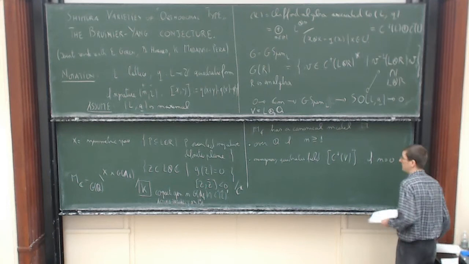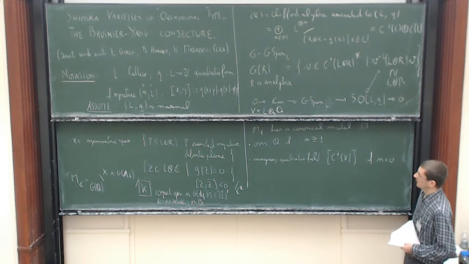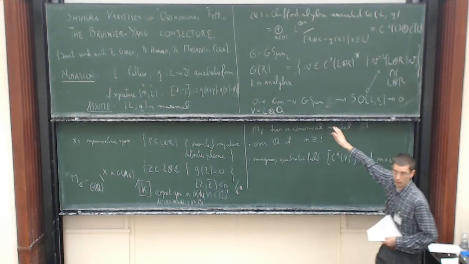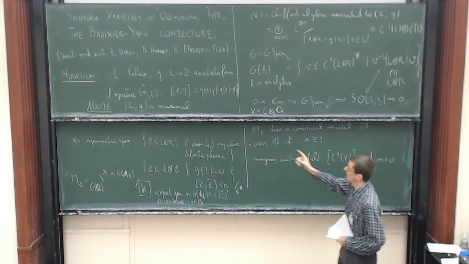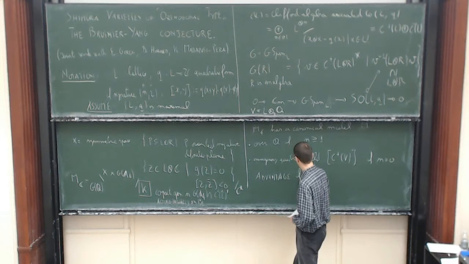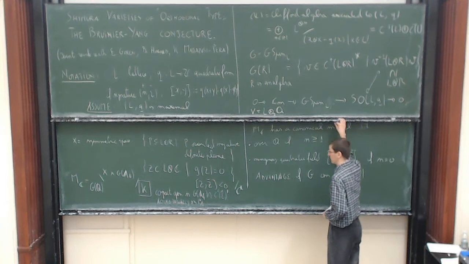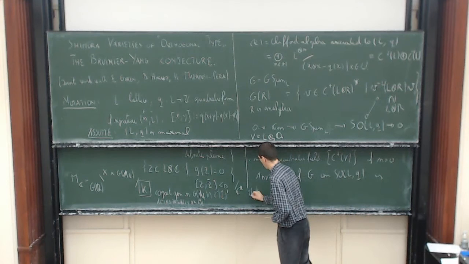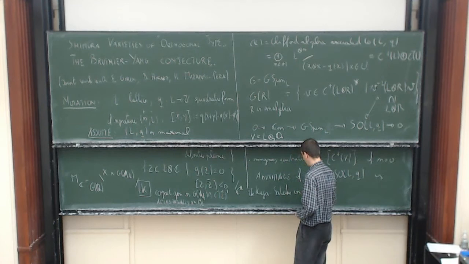And as we've seen before in the previous talk this morning, the advantage of working with this group G, which is apparently more complicated than the orthogonal group, is that we can embed it into some Siegel modular variety, which will help us to define integral models. So the advantage of G over SO(L,Q) is the Kuga-Satake embedding.